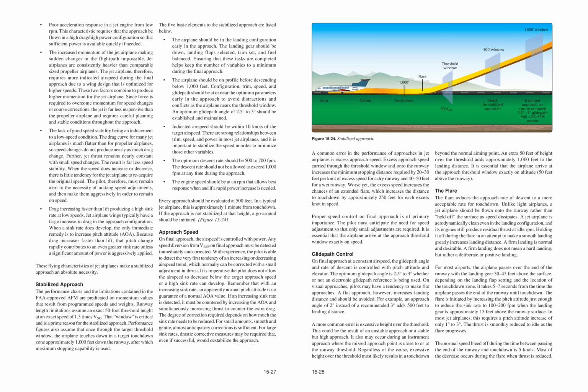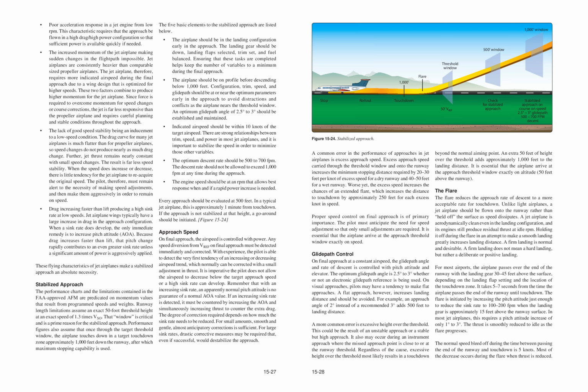Configuration, trim, speed, and glide path should be at or near the optimum parameters early in the approach to avoid distractions and conflicts as the airplane nears the threshold window. An optimum glide path angle of 2.5 degrees to 3 degrees should be established and maintained. Indicated airspeed should be within 10 knots of the target airspeed.